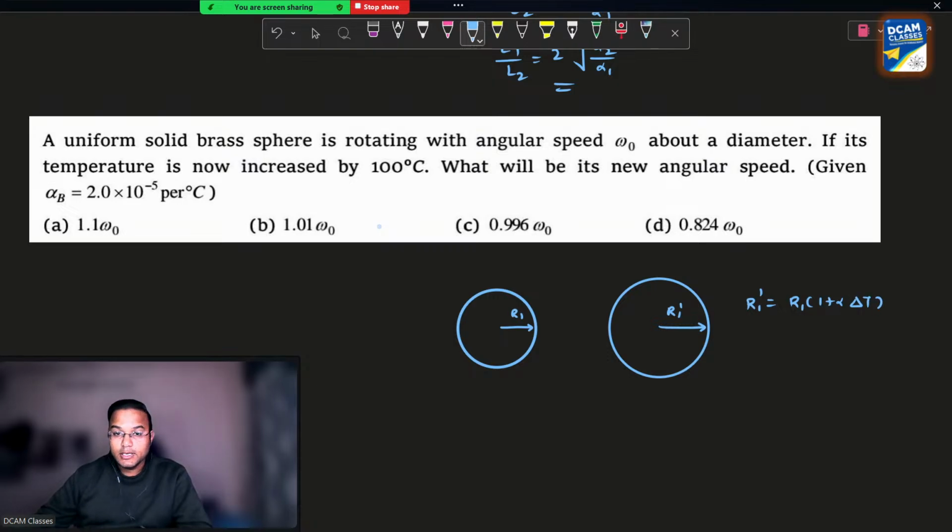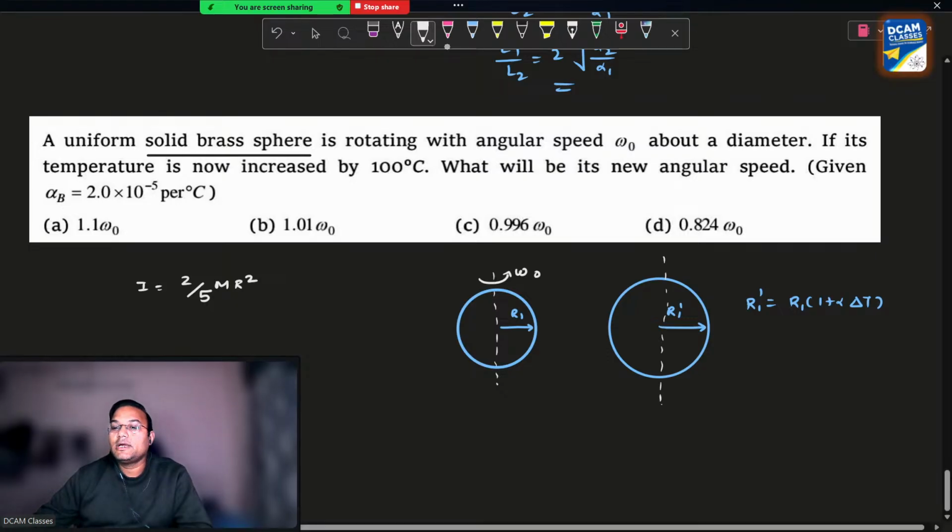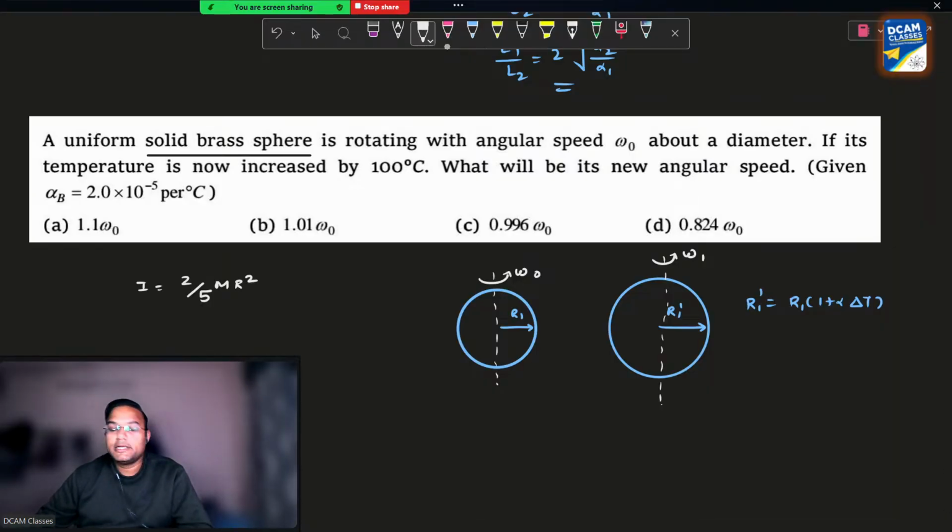Since it is a solid sphere, its moment of inertia will be 2 by 5 m r square. For hollow it was 2 by 3 m r square. So what is happening when it is rotating with this angular velocity omega naught? Now it will be rotating with the angular speed omega 1. Why? Because its moment of inertia has changed because of the change in radius.